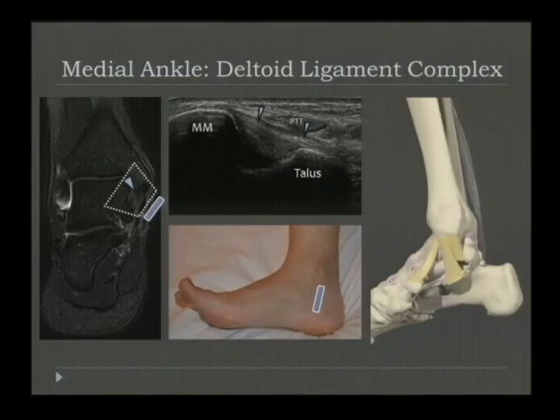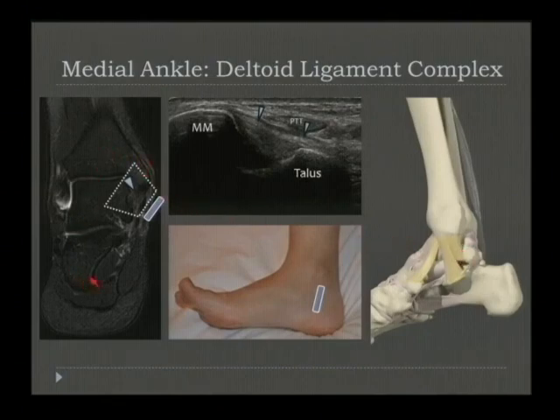Often those are contiguous and can be difficult to determine which are the superficial and which are the deep. There are components that go from the medial malleolus to the navicular, the tibial navicular component, from the medial malleolus to the calcaneus attaching to the sustentaculum tali, the tibial calcaneal, and then the posterior tibial talar. There also is an anterior tibial talar.